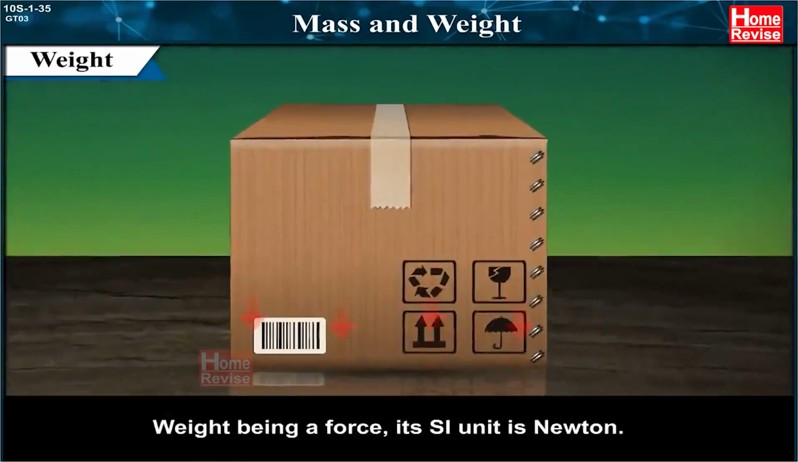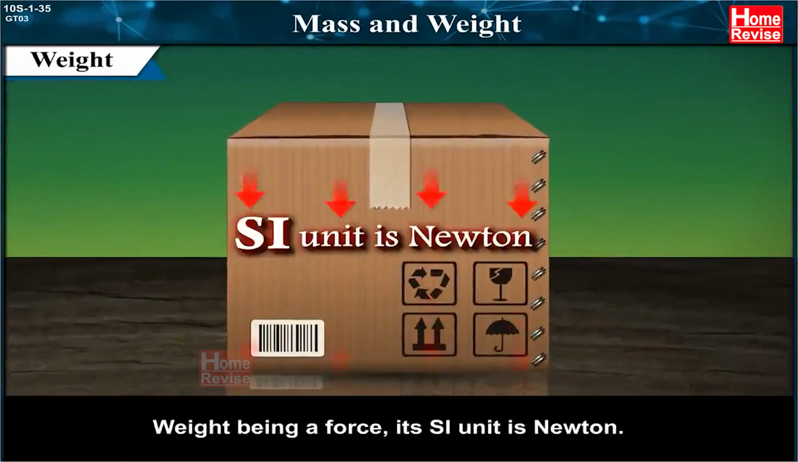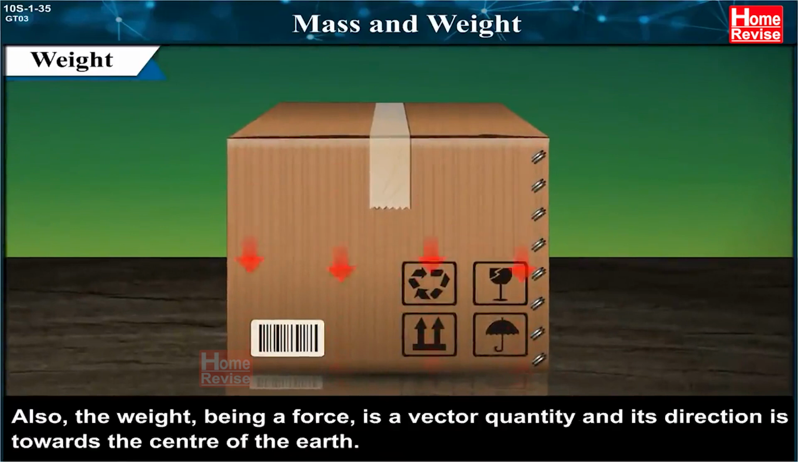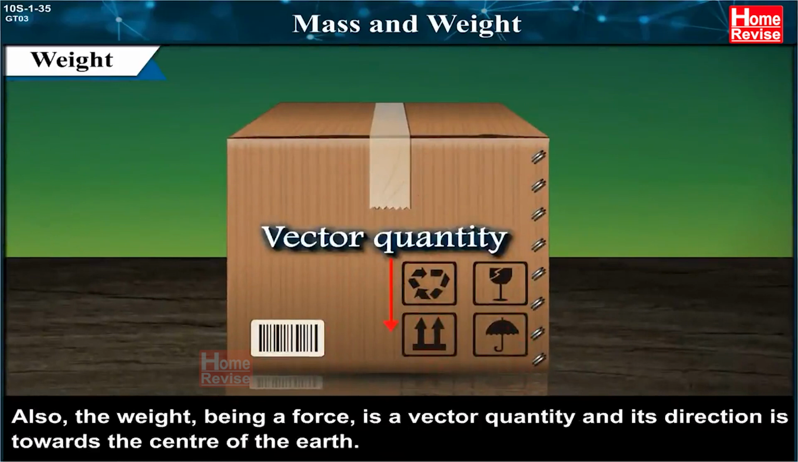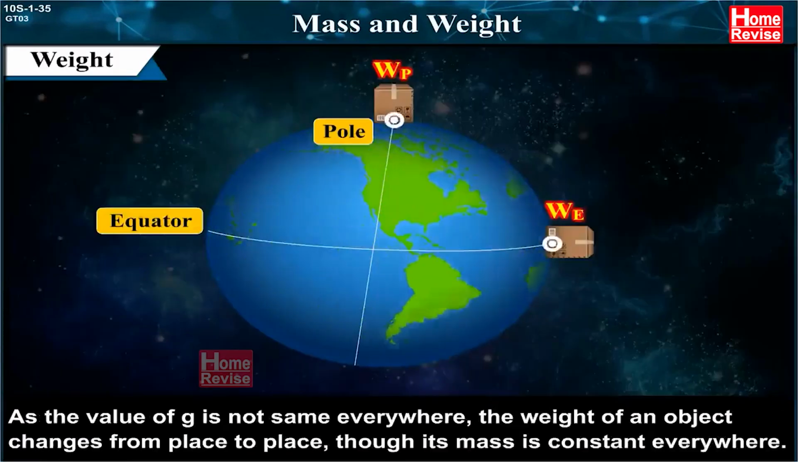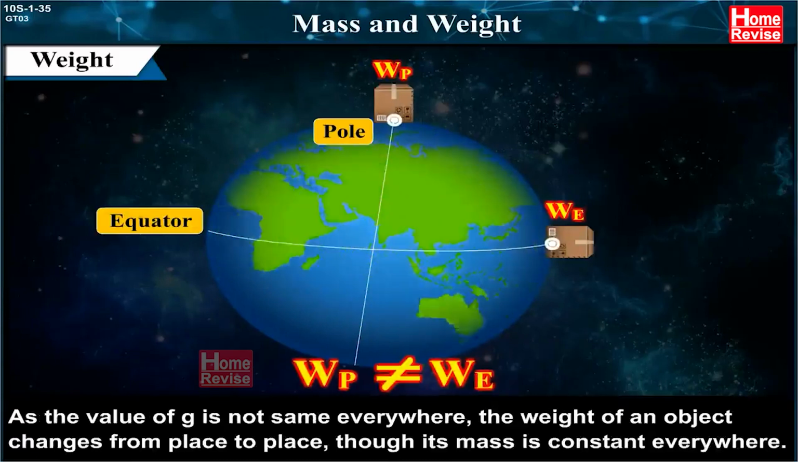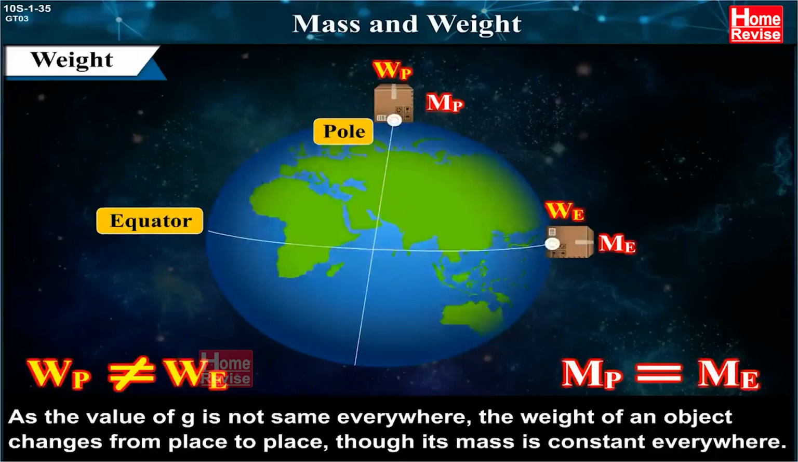Weight being a force, its SI unit is Newton. Also, the weight being a force is a vector quantity and its direction is towards the center of the Earth. As the value of g is not same everywhere, the weight of an object changes from place to place, though its mass is constant everywhere.